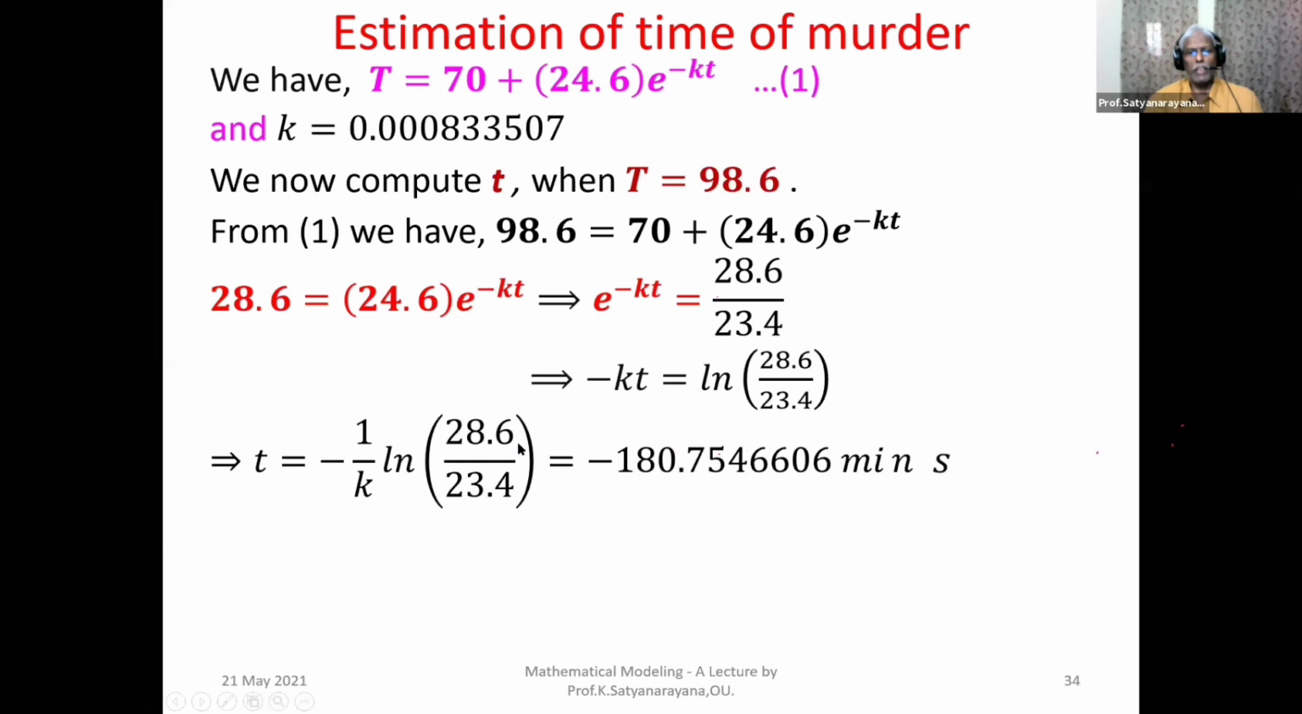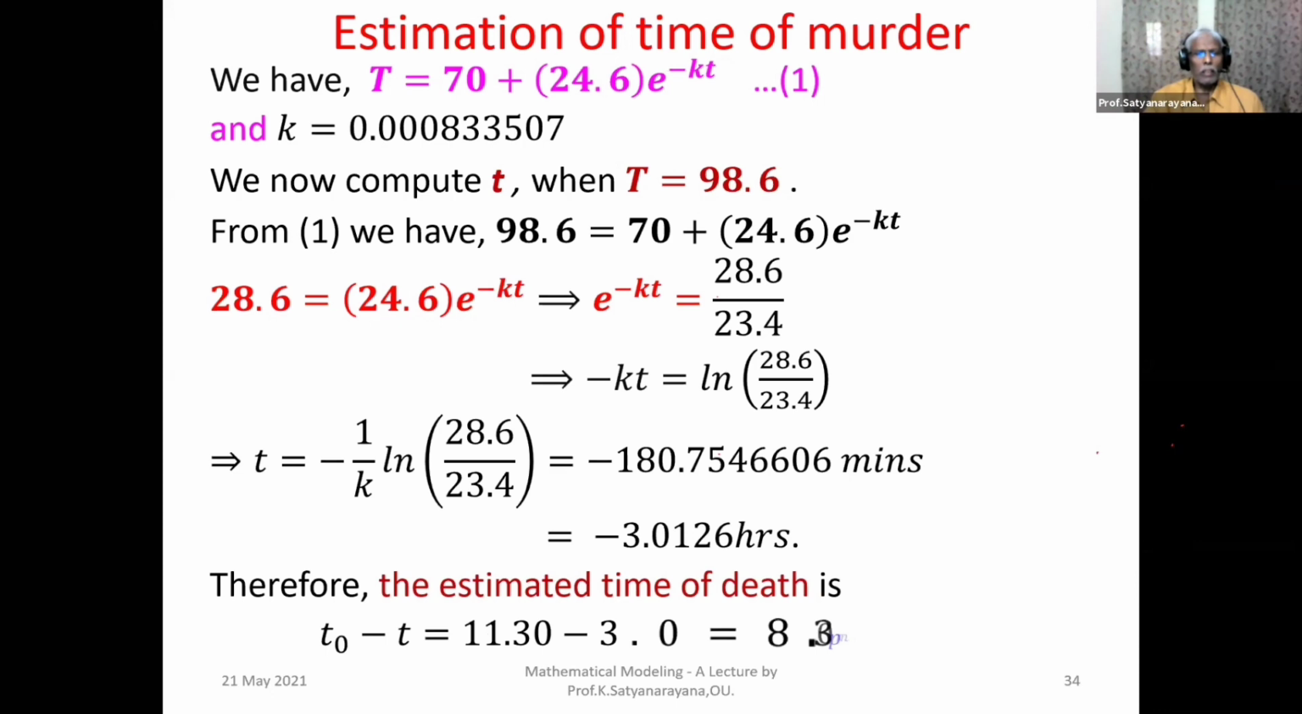The k value I know, 0.00083507. Substitute here, and I get approximately minus 180 minutes, because my measurement of time is in minutes. In hours, it will be approximately minus 3 hours. Therefore, the estimated time of death is 11:30 minus 3, that is 8:30 p.m. approximately.